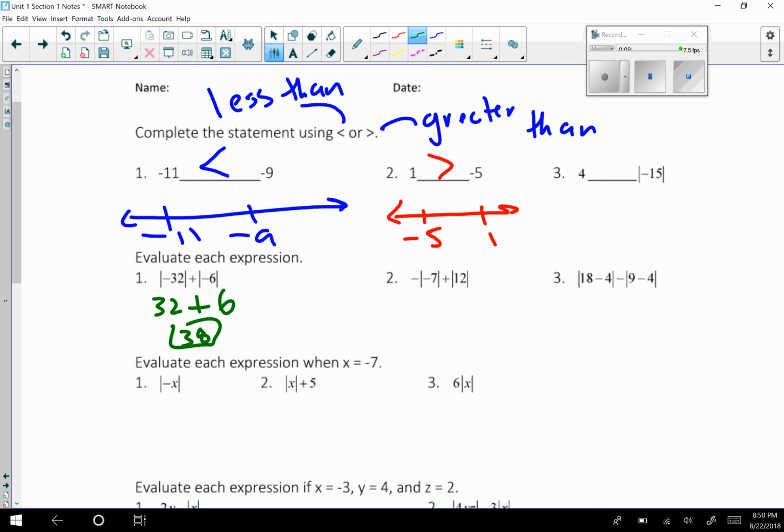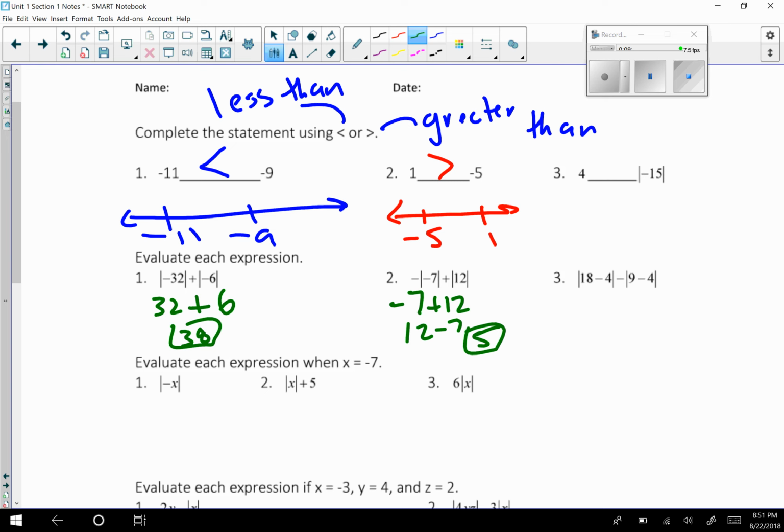All right. For number 2, we have a negative out in front, and then we have the absolute value of negative 7 plus the absolute value of 12. The absolute value of negative 7 would be 7, but we have that negative out in front, and the absolute value of 12 is 12. So we could rewrite this as 12 minus 7, and we would wind up with 5.